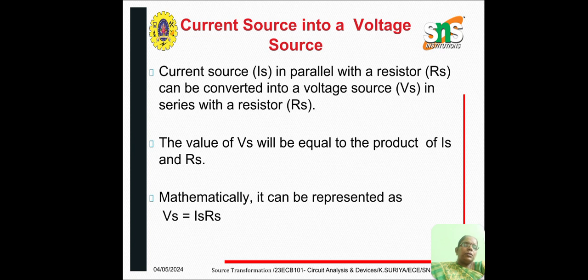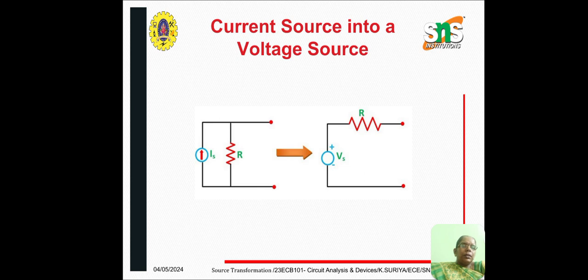Next one is the current source converted into a voltage source. Here we will be drawing the voltage source in series with the resistor. We know that voltage V is equal to current I into resistor R using Ohm's law. This is a circuit which represents that. So the current source in parallel with the resistor is replaced with the voltage source in series with the resistor.